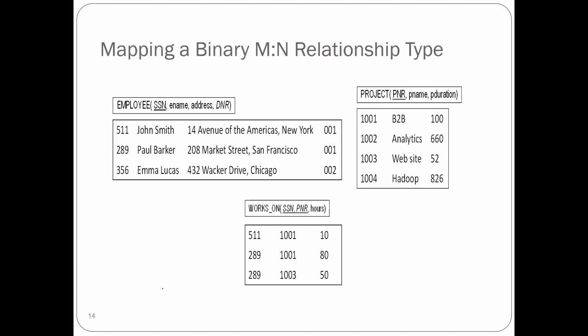We will dive deeper into this with the help of some tuples. So here we have the tuples for employee. 3 employees, John Smith, Paul Barker, Emma Lucas. And the projects, right, there are 4 projects, 1001, 1002, 3, and 4. Good. And then here is the relation that corresponds to the relationship. We should be very careful about it.